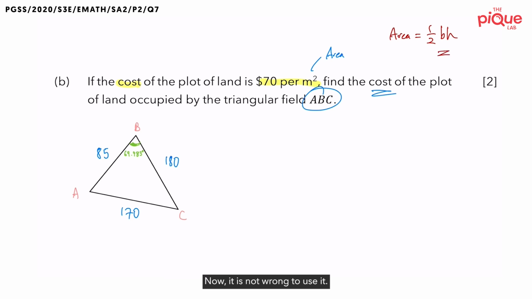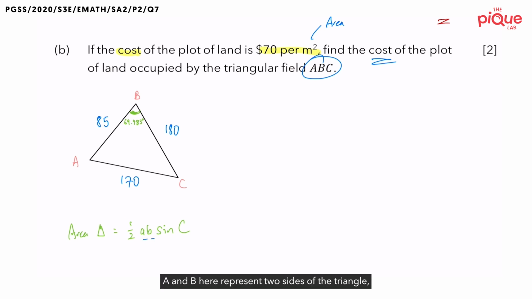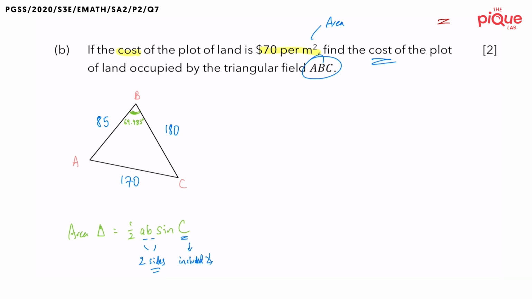Now, it is not wrong to use it. However, it will be very tedious as it involves multiple steps. To make our lives easier, we'll use a more powerful formula that involves the use of trigonometry. The formula we'll be using is half times a b sine C. A and B here represent two sides of the triangle, while C here is what we call the included angle that is required to calculate the area itself.